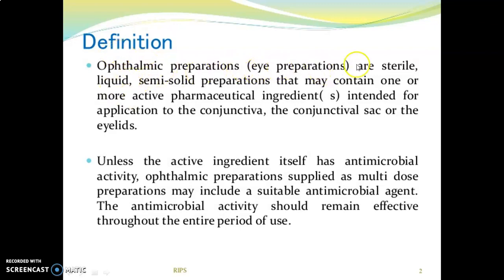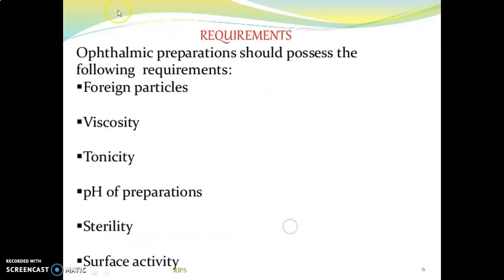Ophthalmic preparations, that is eye preparations, are sterile, liquid or semi-solid preparations that may contain one or more active pharmaceutical ingredients intended for application in the conjunctiva, the conjunctival sac or the eyelids. Unless the active ingredient itself has antimicrobial activity, ophthalmic preparations supplied as multi-dose preparations may include a suitable antimicrobial agent. The antimicrobial activity should remain effective throughout the entire period of use.